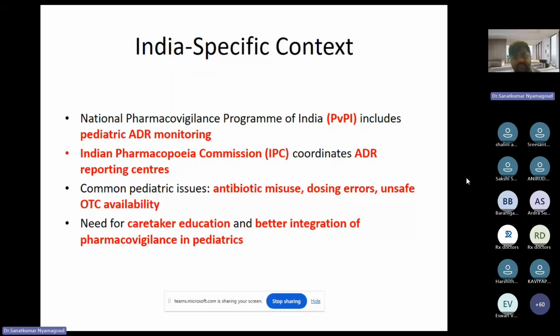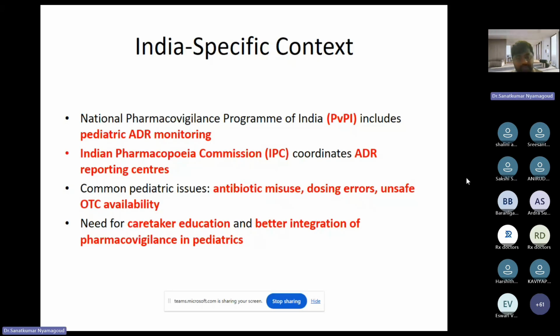This leads to a very big public threat regarding antibiotic usage, which leads to the antimicrobial stewardship program. Hence, the government of India, ICMR, started the antibiotic stewardship program in most of the medical colleges and Indian hospitals. Why? Because many times pharmacists dispense antibiotics to the pediatric population without any prescription. So the availability of OTC medication leads to a common pediatric issue that led to medication error.